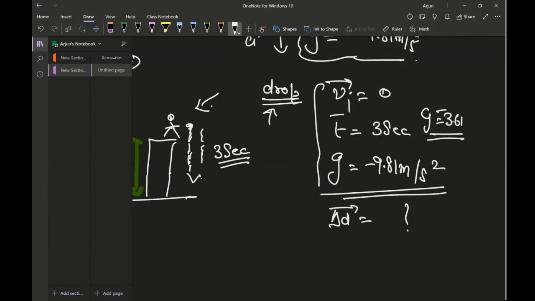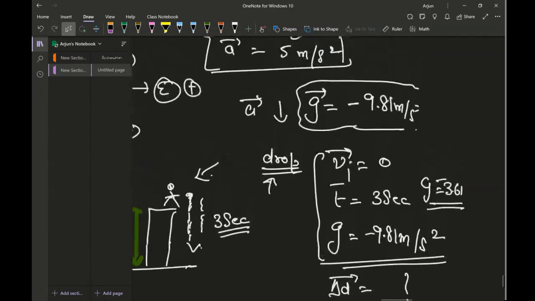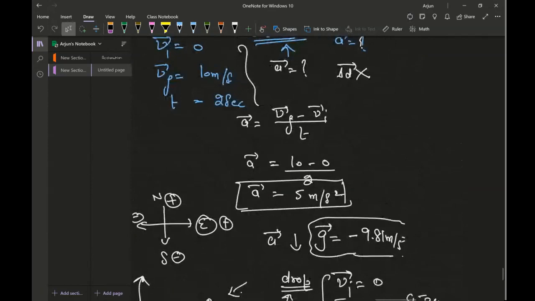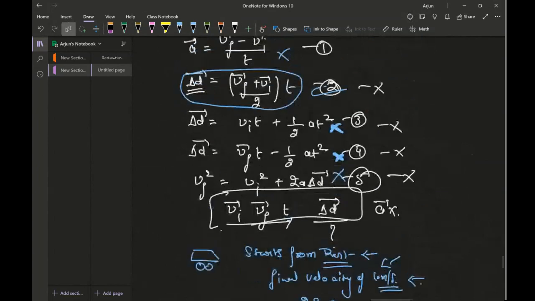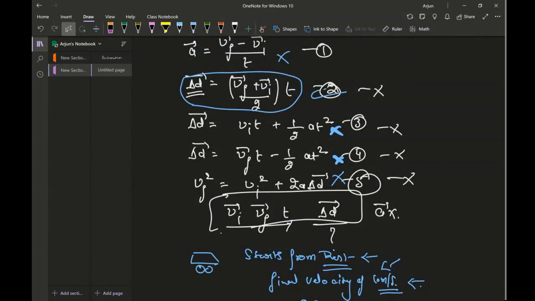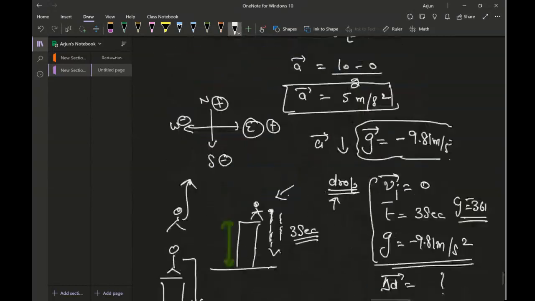Now I have three parameters given to me. I'll encourage you to pause the video and try to find the answer for this. Welcome back, folks. Now delta D is what we are looking for. First of all I will look into the equations and see which equations we can skip. We will skip all those equations which have final velocity in them. So this equation will be skipped, this one skipped, this one thrown away, this one also thrown away. I'll use the third equation.